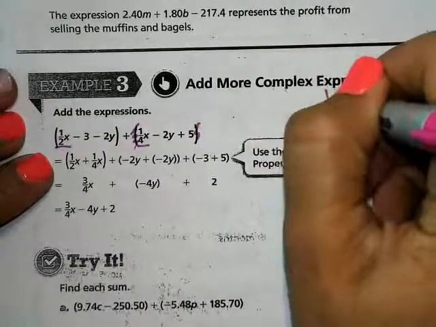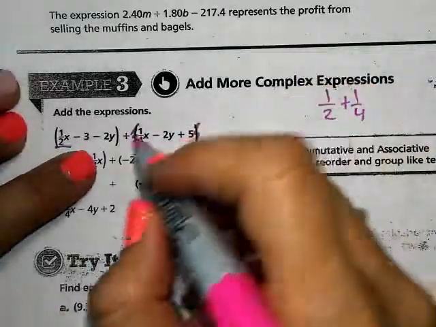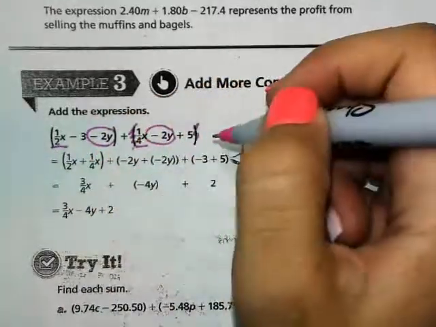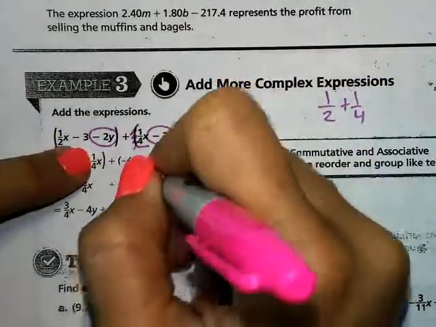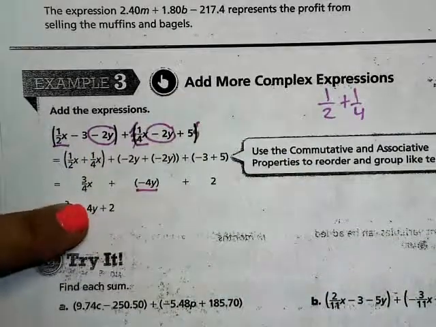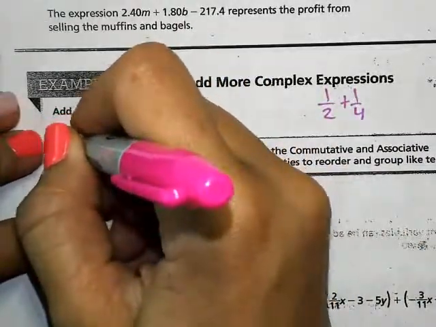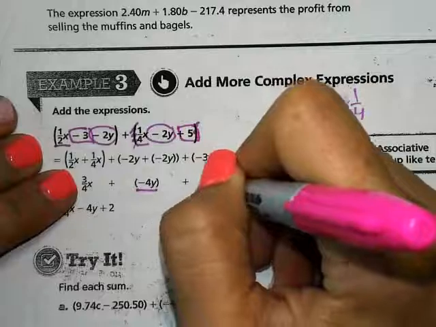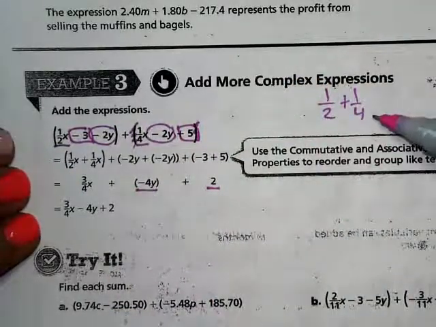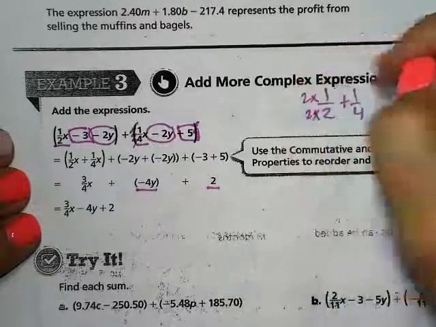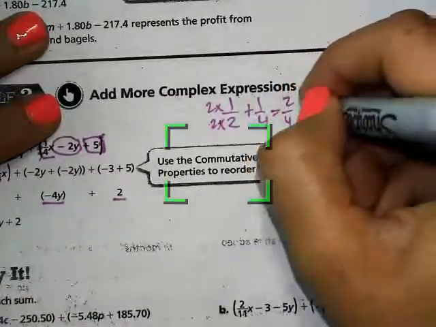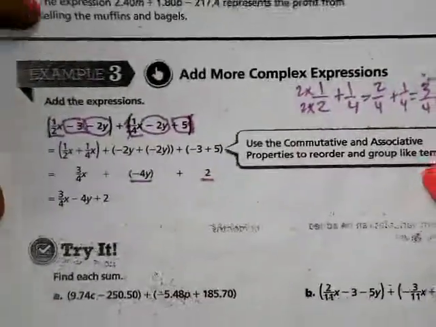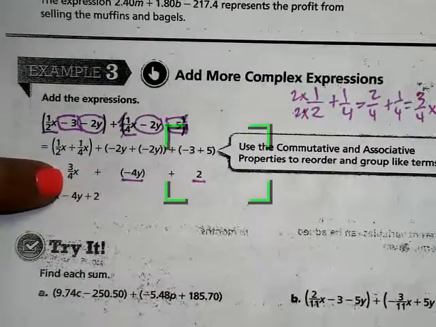Now come to the side. 1/2 plus 1/4. You have negative 2y and negative 2y. A negative and a negative added is another negative. That gives me negative 4y, which is what you see here. And then you have negative 3, positive 5. Different signs, subtract the 2, keep the sign of the 5 because it's larger. That's my positive 2. Okay, common denominator. Times 2 makes the fraction 2/4 plus 1/4, which is equivalent to 3/4x. That's where you get your 3/4 over here, from here.